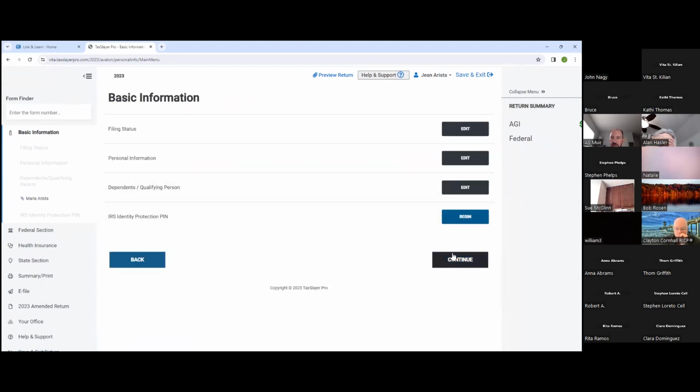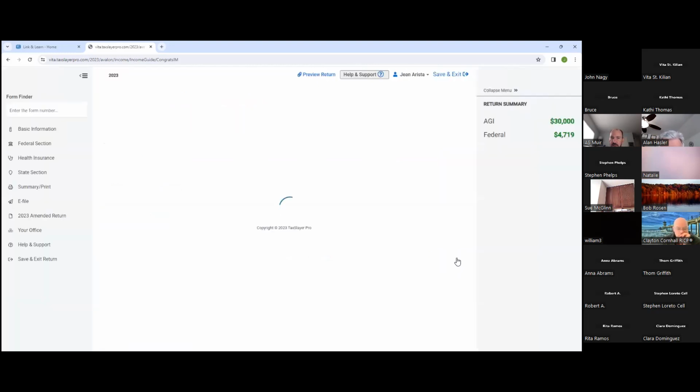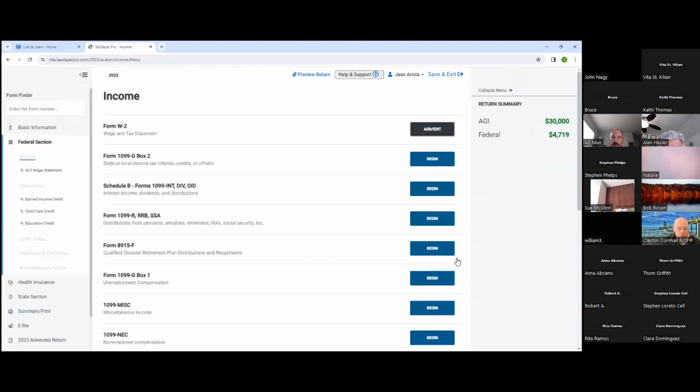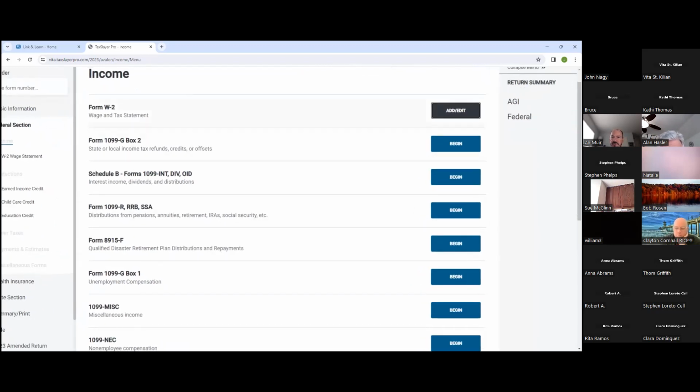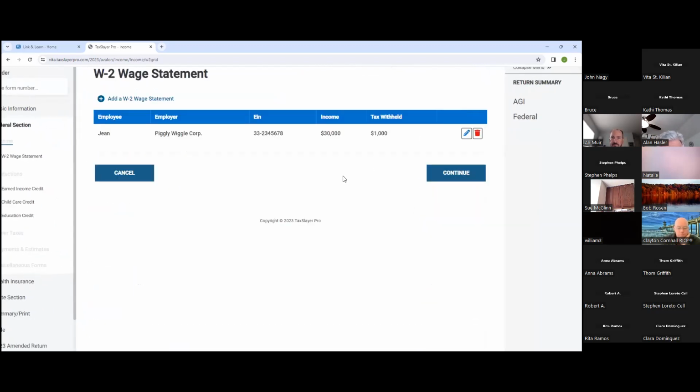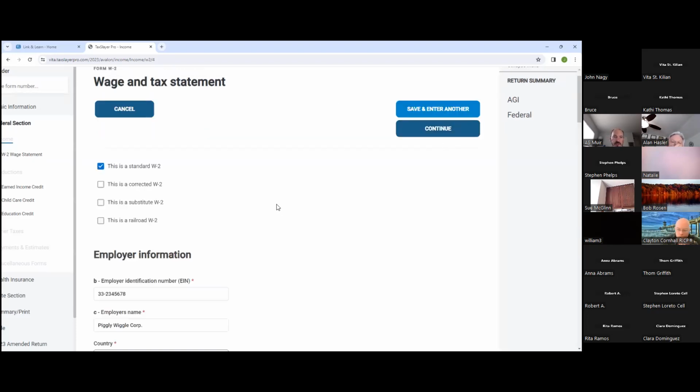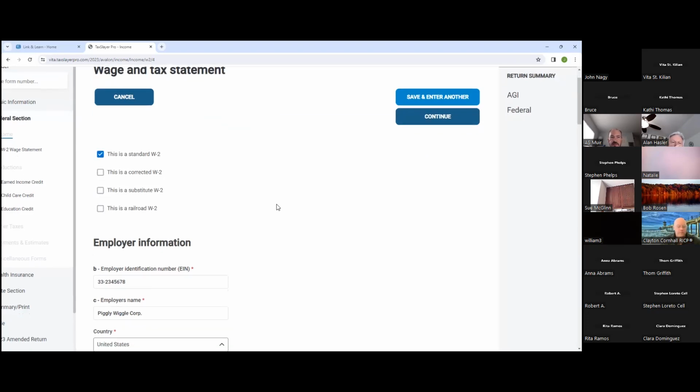All right, so we're done there with the dependent. And we're going to go to our income slide, and we go to W-2. If you have multiple W-2s, which you may see in the VITA program, you simply add the W-2 up here where it says add W-2. We're going to open that up. And generally, we have a standard W-2.